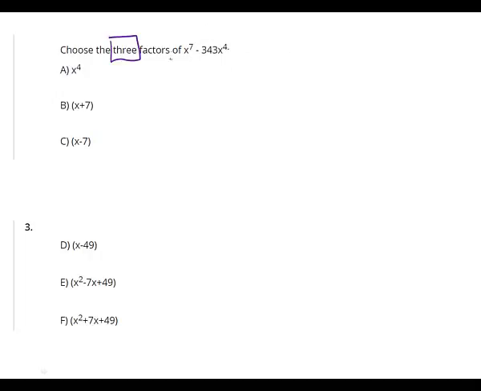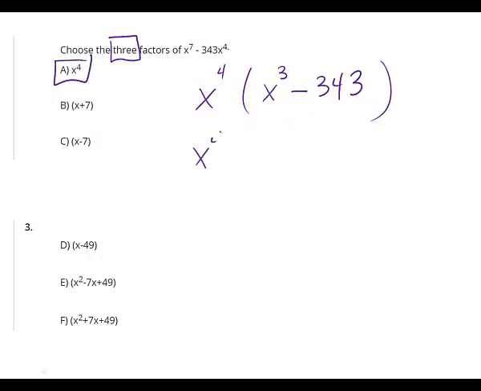All right, first thing you look for is the greatest common factor. What's the greatest common factor? X to the 4th power. X to the 4th, okay. What's left behind? X to the 3rd power cubed minus what? 343. All right. So it's looking like I definitely have x to the 4th, right? Yes. All right, so A is an answer choice. What kind of factoring is this thing that's left behind? How many terms are there? 2. So are they squares or cubes?